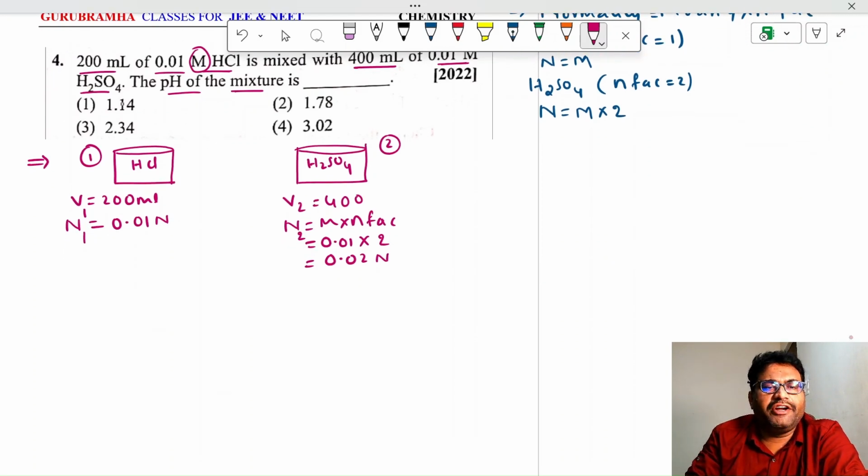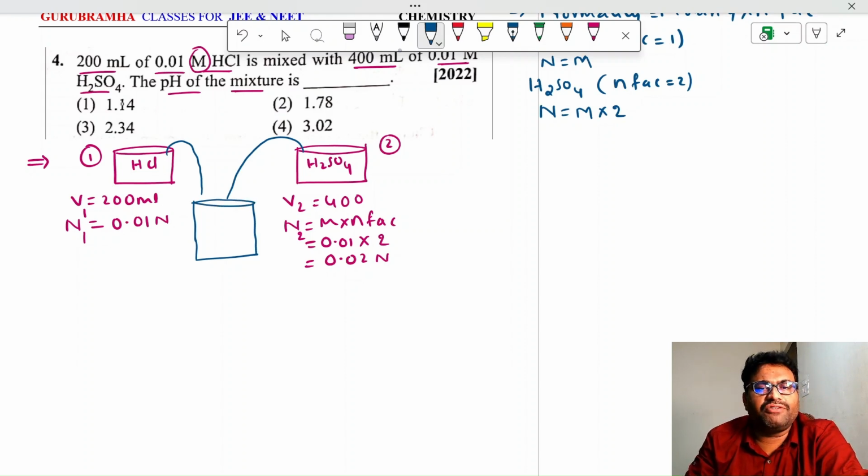So now what did he do? He mixed these two solutions. Such type of question we have seen while describing the concepts. Here both are acids, so there will be no reaction between them, they just get added up.